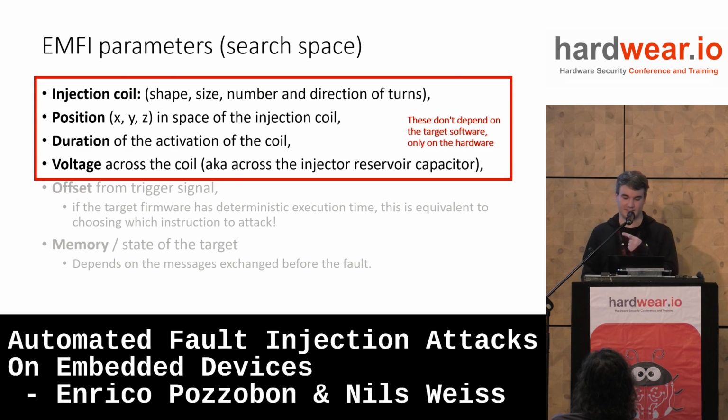And also note that these other parameters, the injection coil shape, the position, the duration, and the voltage, these only depend on the hardware of the target, basically. They don't depend on the target software at all. So we can train these parameters on a toy example that we can build, and then we can transfer our knowledge directly onto the real world target. And we only have to tune the two missing parameters.